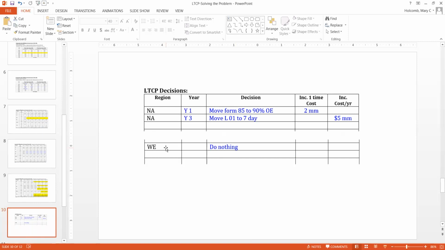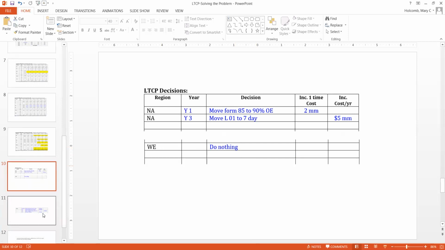You'll notice in Western Europe, even if we're doing nothing, please list all of the regions on your solution set, because in Western Europe, we don't have any gaps between the forecasted demand with leeway and our available capacity. So we simply put there, do nothing as the decision.